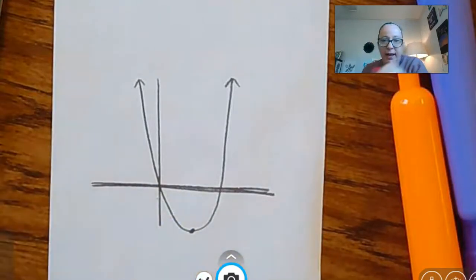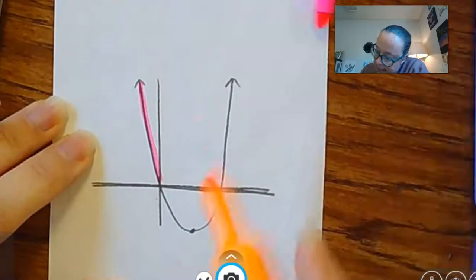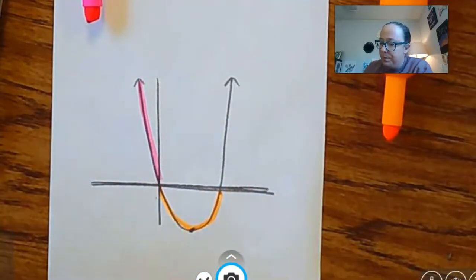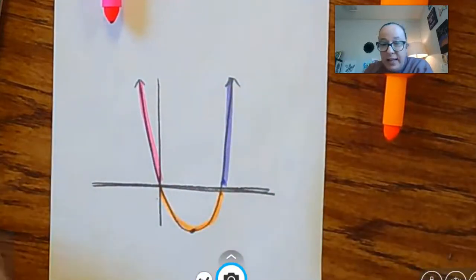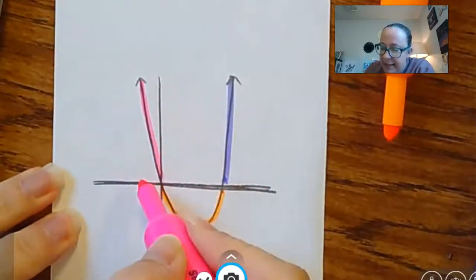So I've got 3 different highlighters. This would be a piece. This would be a piece because these would all be different pieces if I were to cut it along the x-axis, okay? Then I imagine smushing those pieces down to the x-axis.